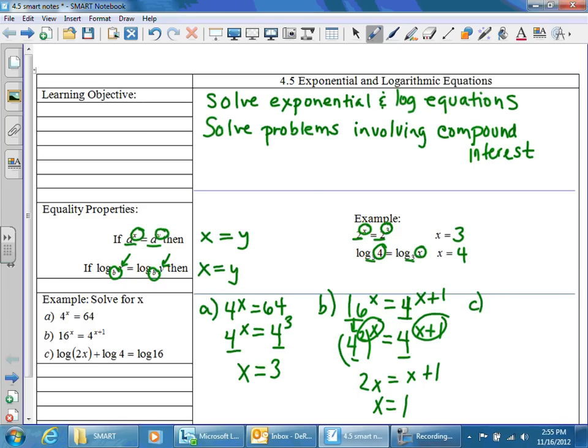Okay, letter C. Well, what's the base going on if you don't see it? This is base 10 whenever it's not written in. So since I have the same base, I can set the insides equal. So x is going to be 2.